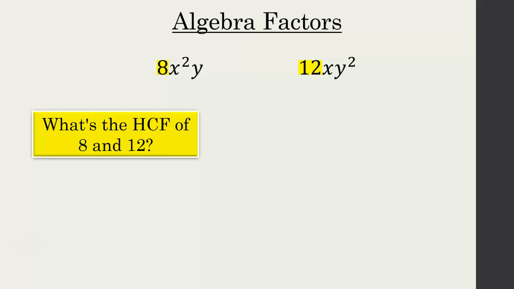Again, if you don't know, go back to the highest common factor video. Well, it would be 4. Because I can divide 8 by 4, I can divide 12 by 4, and it's the greatest thing that I can divide both of them by.